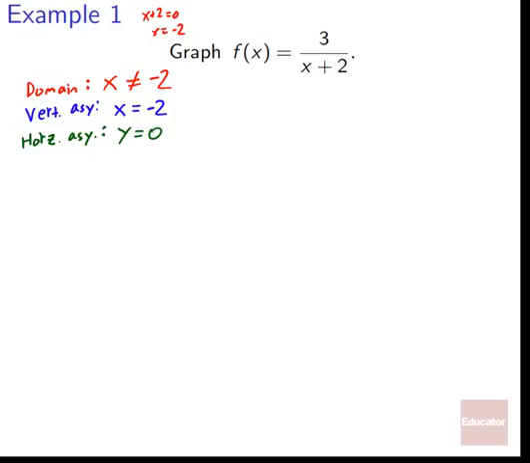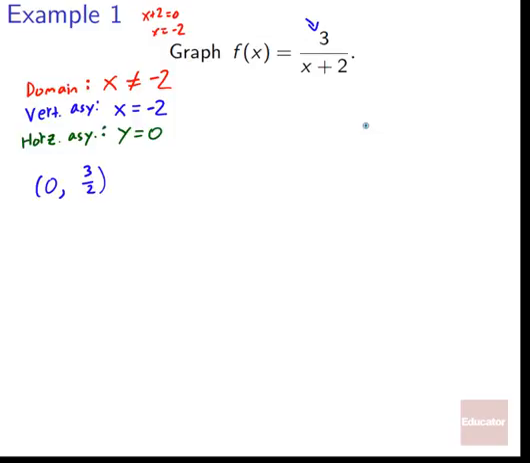Now, it'd probably be a good idea to find some intercept locations so we can have a better idea of what's going on here. So at 0, we plug in 0: 3 divided by 0 plus 2 gets us 3 over 2. Do we have a y-intercept? We have a y-intercept. That's what we just figured out. Do we have any x-intercepts? No, because the numerator is always 3. The numerator never goes to 0, so there are not going to be any x-intercepts.